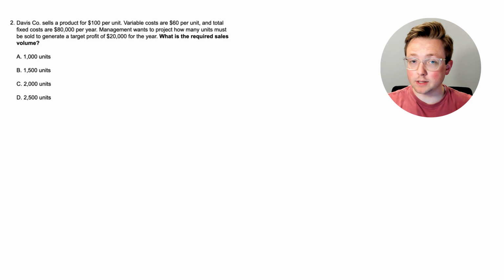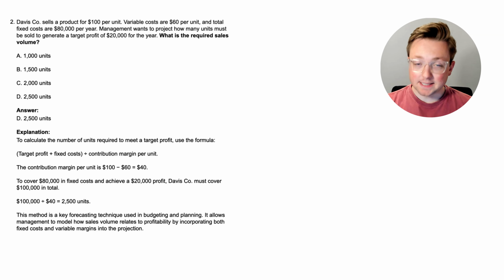Now, based on what we learned in the first question, you could maybe start figuring out how to do this one. And if you already know how to do it, that's great. But if not, that's okay. We are going to use the explanation to learn how to do this. So let's go ahead and dive into the explanation right now. All right, here we are at the answer D, 2,500 units. That is the amount of units that they would have to sell to be able to generate a $20,000 profit. So let's go through this.